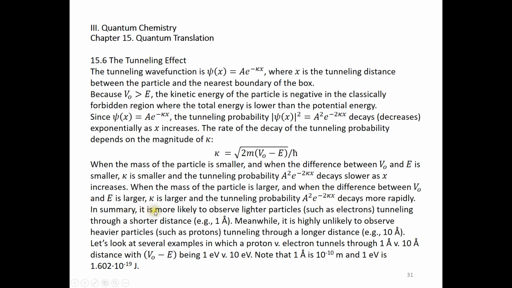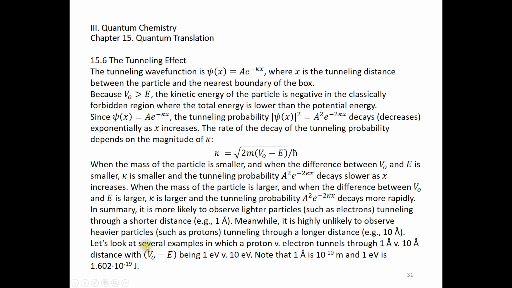In summary, it's more likely to observe lighter particles, such as electrons, tunneling through a shorter distance, such as 1 angstrom. Meanwhile, it's highly unlikely to observe heavier particles, such as protons, tunneling through a longer distance. The mass of a proton is 1800 times the mass of an electron. So over here, they differ significantly.